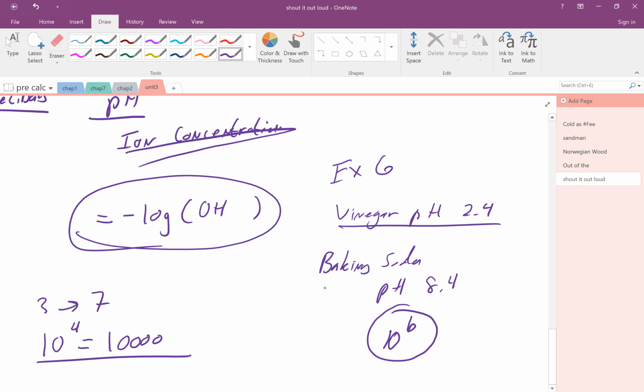So anytime you have a power like that, it's going to be a pH. So there are some applications for logs.